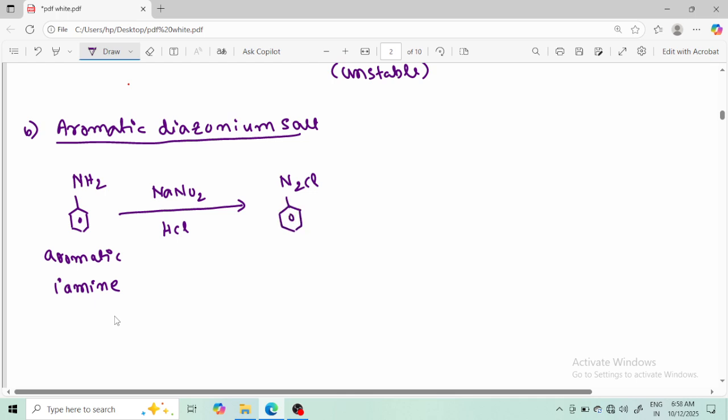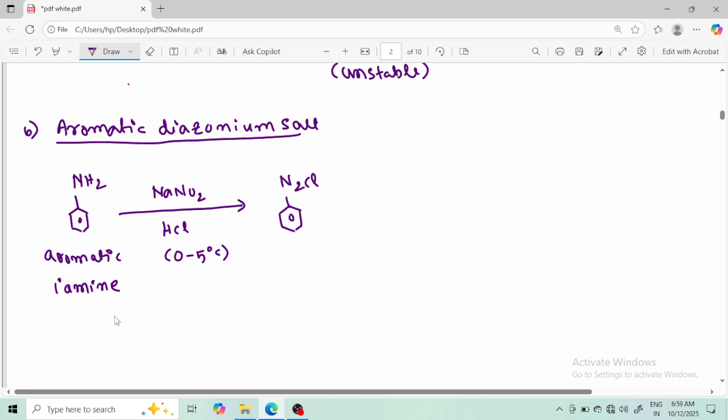They usually use temperature 0 to 5 degrees centigrade. So this is benzene diazonium salt, or benzene diazonium chloride. Now, this is also unstable. It's not that this aromatic diazonium salt is very stable, but compared to aliphatic diazonium salt, aromatic diazonium salt is more stable. It can stay stable for some time, and ultimately after some time this aromatic diazonium salt also becomes unstable.